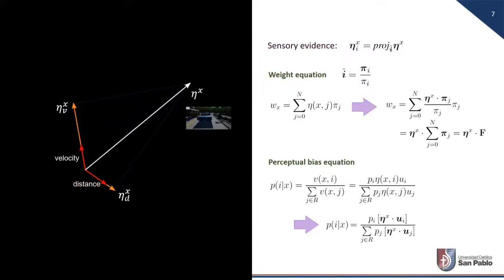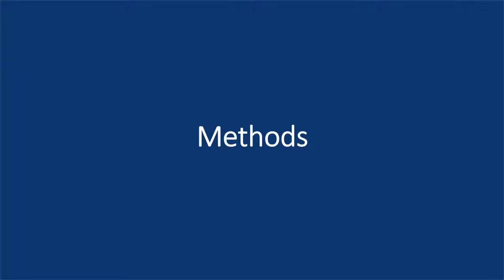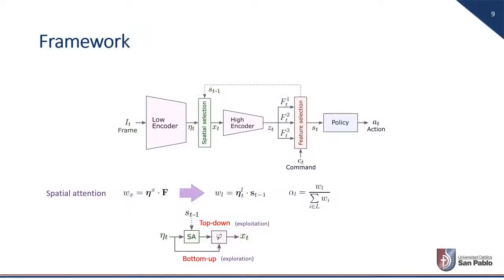Based on our interpretation of TVA, we propose our model for self-driving. Our proposal uses two attention mechanisms. The feature selection mechanism emphasizes feature relevance to the current driving task, defined by CT.